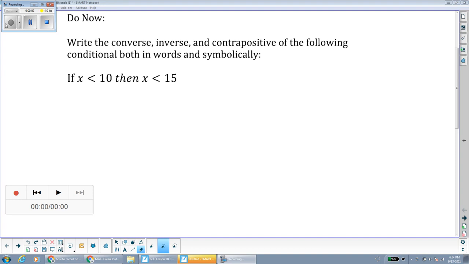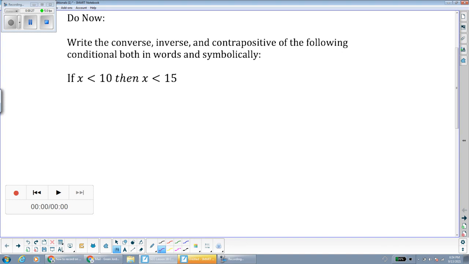Hi, everybody. Today we're going to talk about logic, specifically about conditional statements. So here we have a conditional statement. If x is less than 10, then x is less than 15. A conditional statement is a statement written in the form if, then. Here we see the word if, something happens, the word then, something happens because of it. So we have a conditional statement.